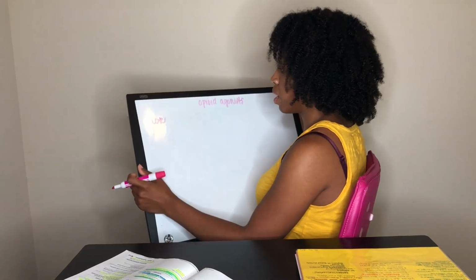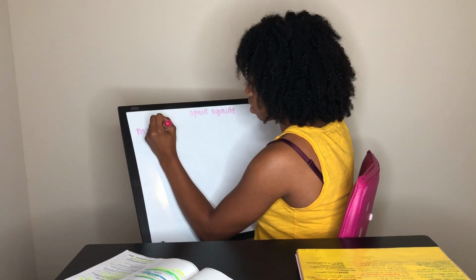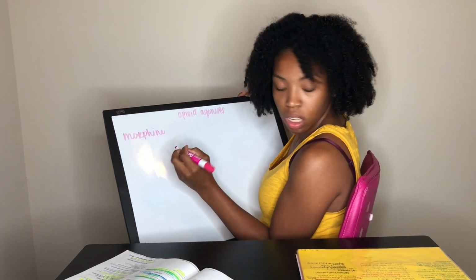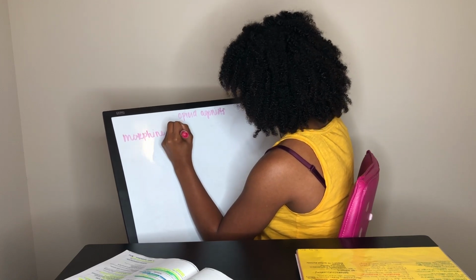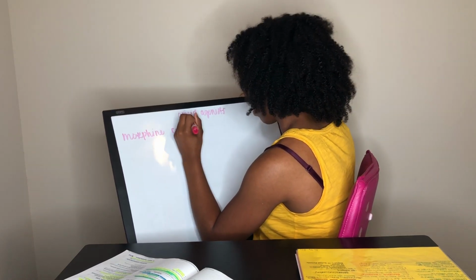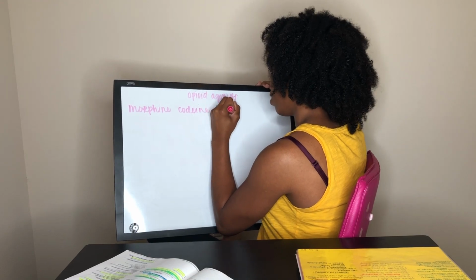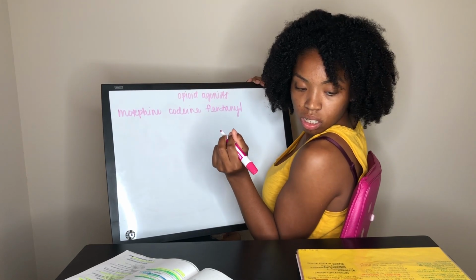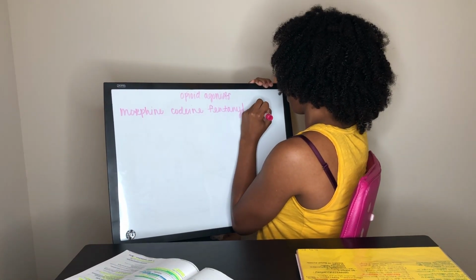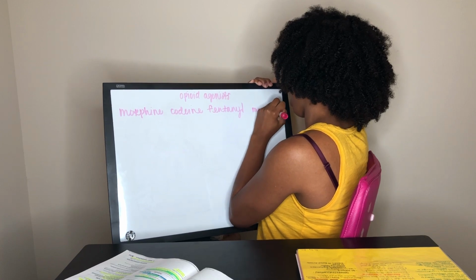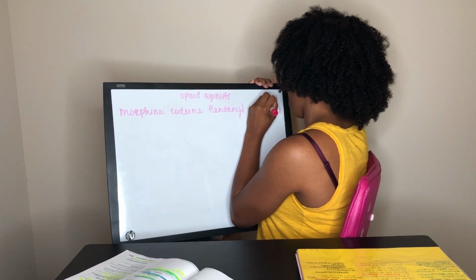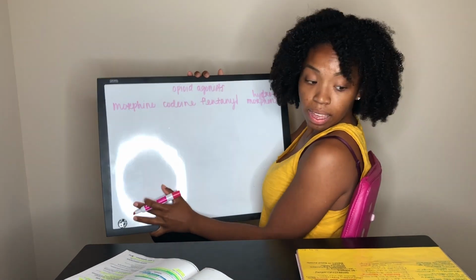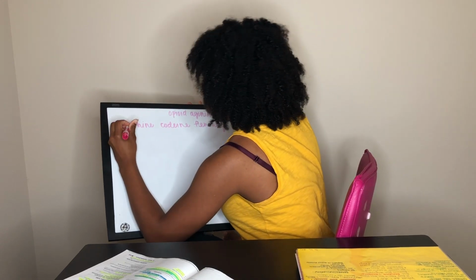So at the top, I put the drugs that could be tested. So morphine, I'm not going to write all of them. Morphine, codeine, fentanyl, and let's put hydromorphone. So that's the top.